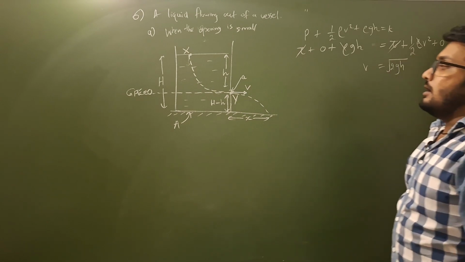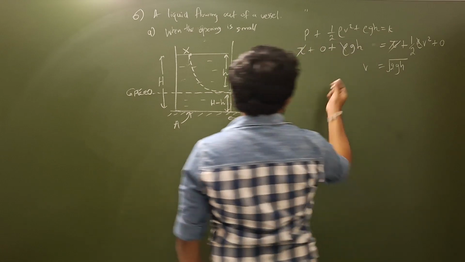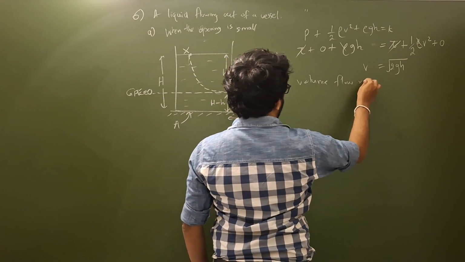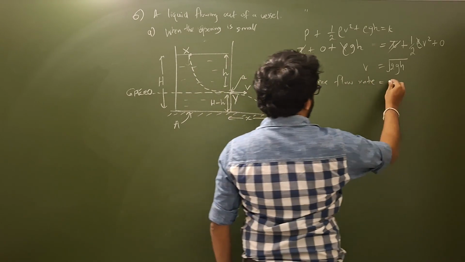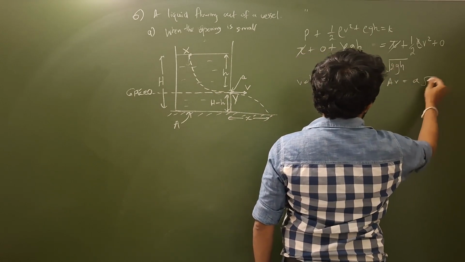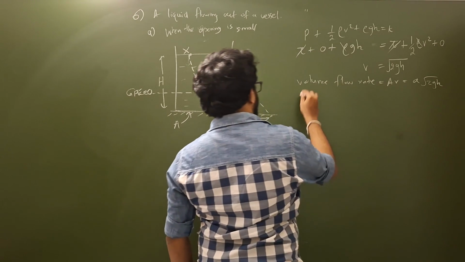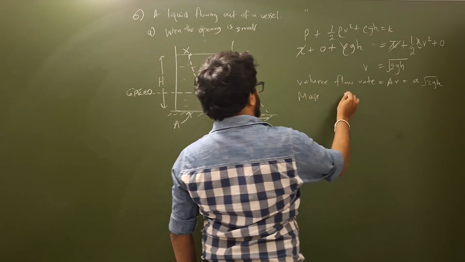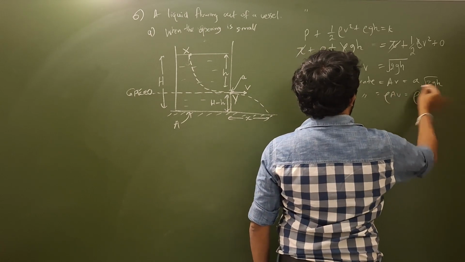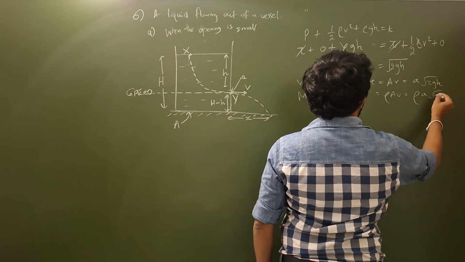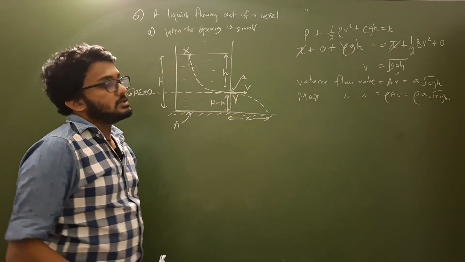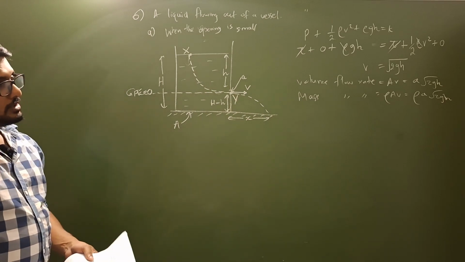If we know the velocity, we can write the volume flow rate. Volume flow rate equals area times velocity. Area is simple a here and velocity is this velocity, so this is the volume flow rate. If we need the mass flow rate, it is rho a v, that means the rate of mass flowing out from this opening.